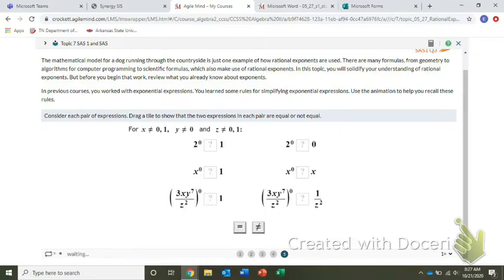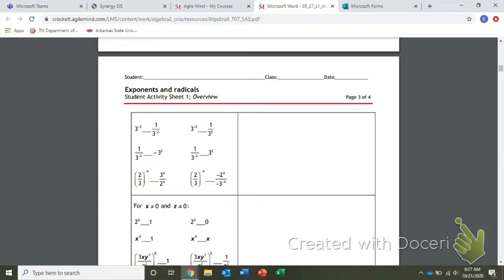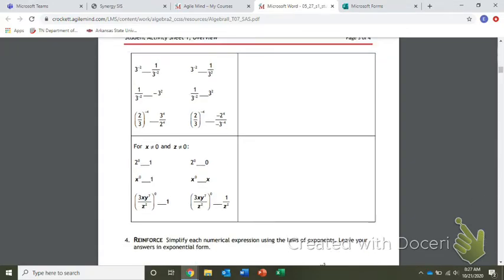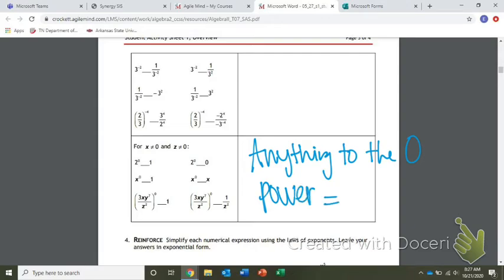All right, so the last one is so easy, and you know this. All we're going to write is anything to the 0 power equals 1. That's all we're going to write. Anything to the 0 power equals 1. I don't care what it is. If I raise you to the 0 power, you're going to be 1. Remember, we talked about this a couple of topics ago.